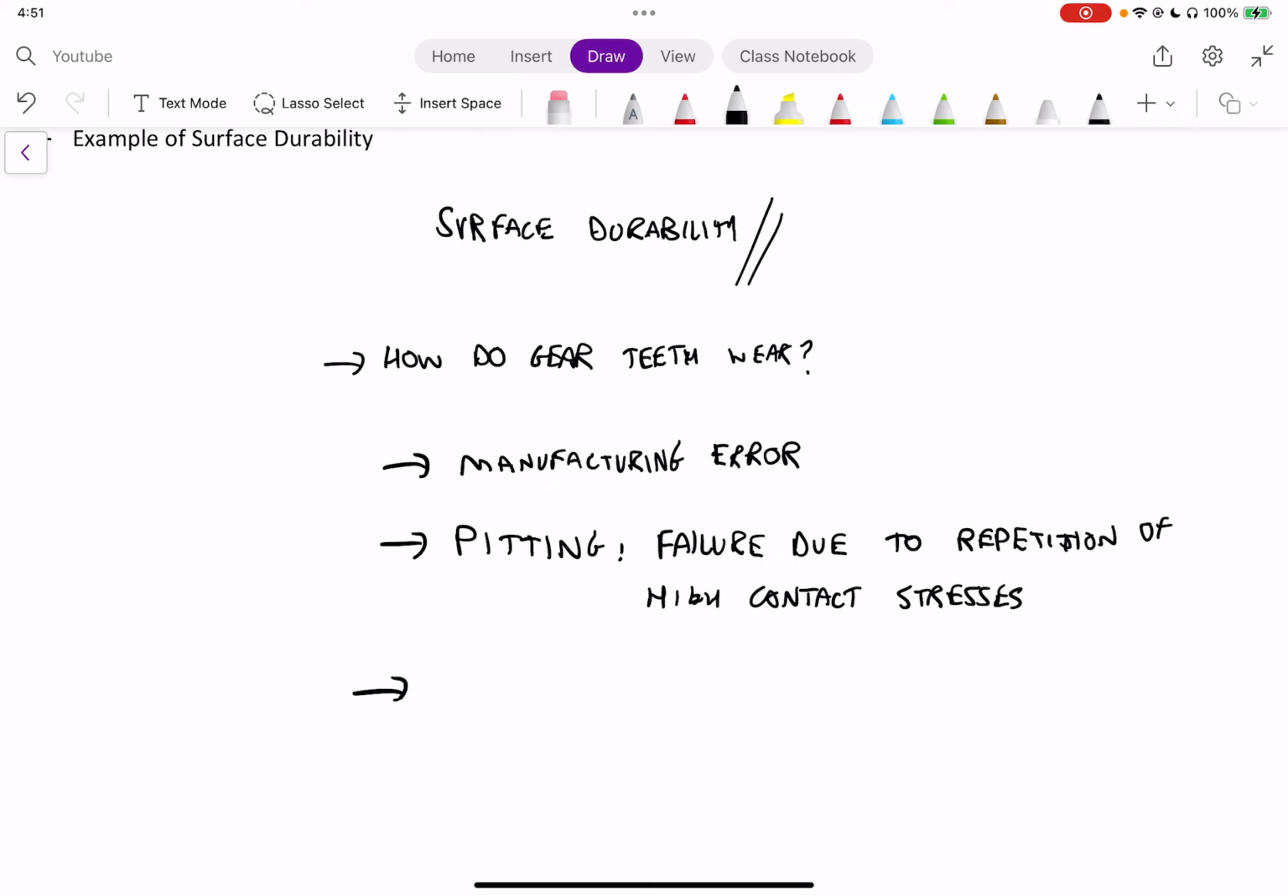Another way in which we have wear on gear teeth is if you have abnormal heat, or some heat. What could happen is you could have some warping of your teeth. If you have warping of your teeth, it essentially becomes kind of like a manufacturing error, and you can have a lot of problems there.